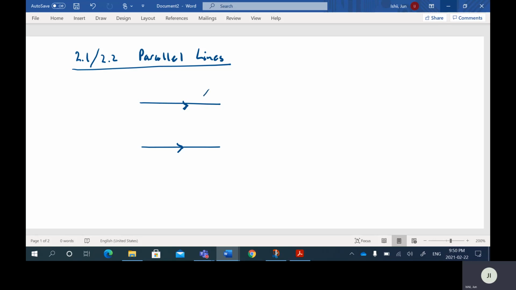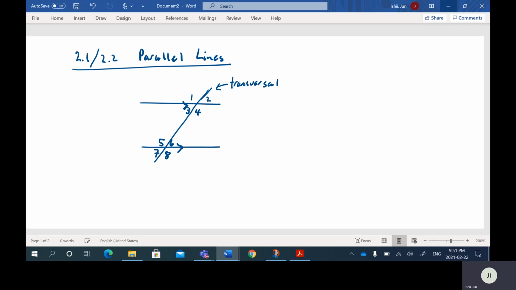Now, with parallel lines, we can create a bunch of angles once we draw a line that crosses these parallel lines. This line has a name: it's called a transversal. Whenever you have a line that crosses two parallel lines, it's called a transversal. It creates a whole bunch of angles, so let me number some of these off. That's 1, 2, 3, 4, 5, 6, 7, and 8.